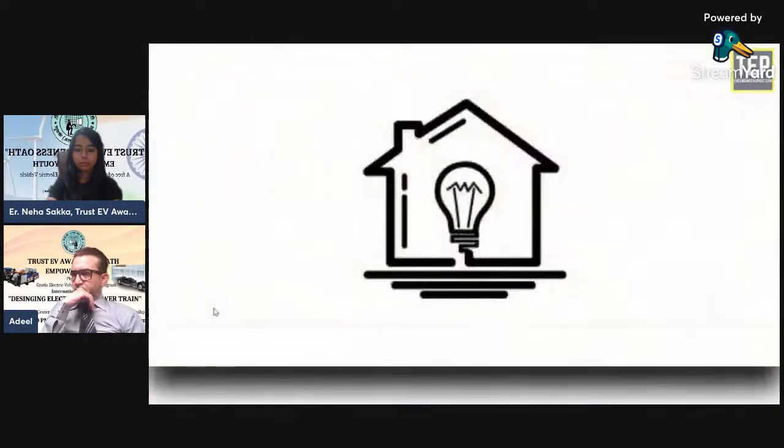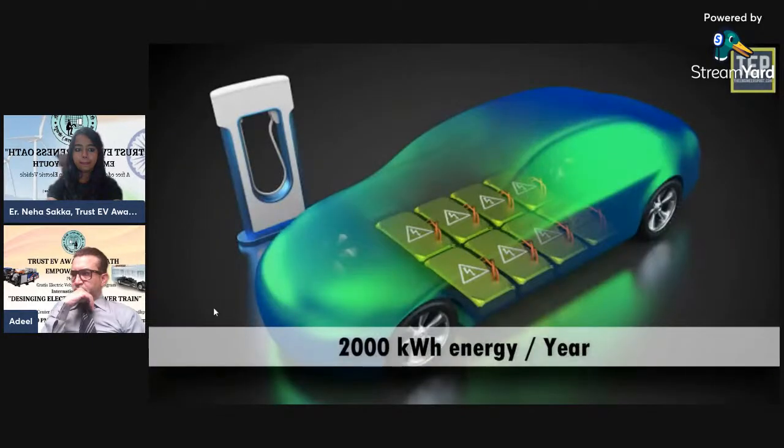An average home consumes 3,100 kilowatt hours of energy per year, while an electric car consumes an average of 2,000 kilowatt hours of energy per year.